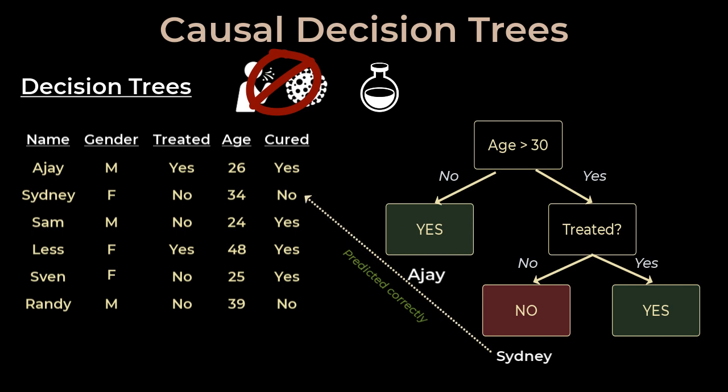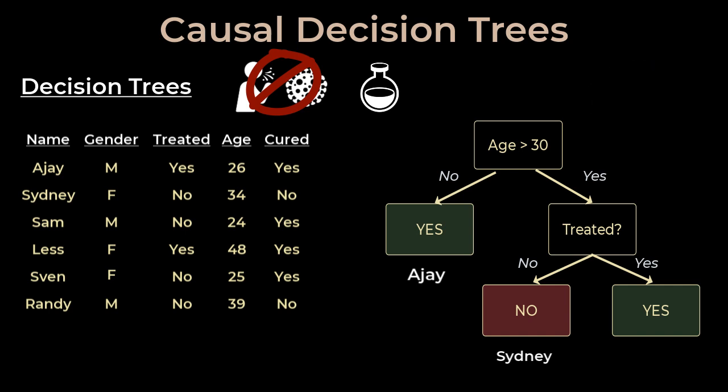In a similar way, we can make decisions about whether a person will be cured or not by passing them down this tree and seeing which leaf they end up in. So this is pretty cool, but how exactly did we build this tree?